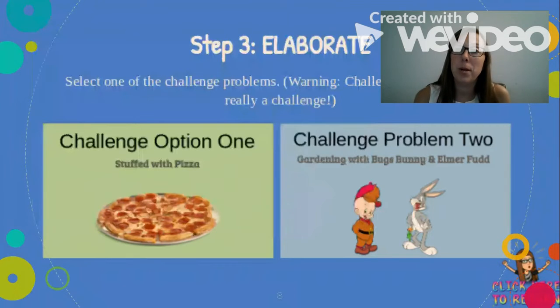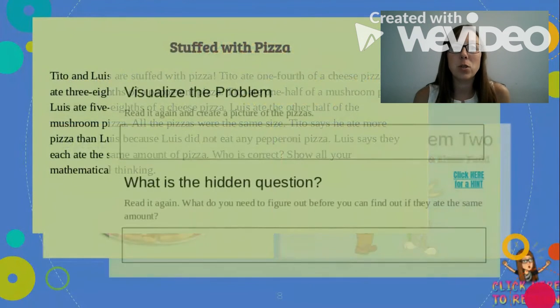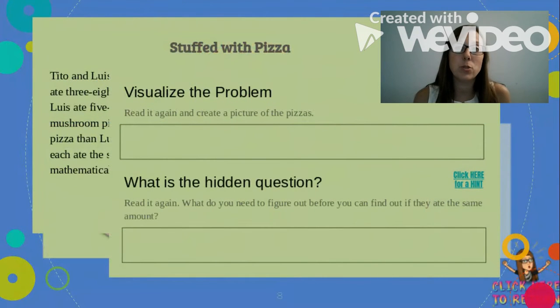Step 3 is to elaborate. I have 2 challenge problems here for you. I'll give you a warning though. Challenge problem 2 is really a challenge. Both of these options are going to give you a problem and walk you through the problem-solving process using some of the strategies that we've been using in previous weeks, including visualizing and finding the hidden question. They're also going to include some hints if you need them while solving the problem.